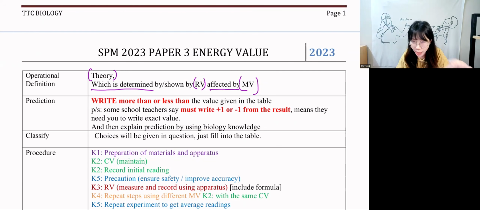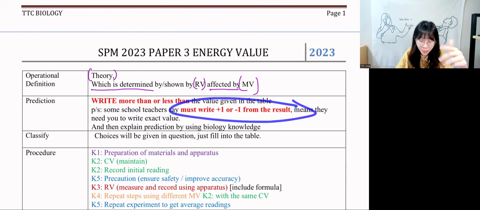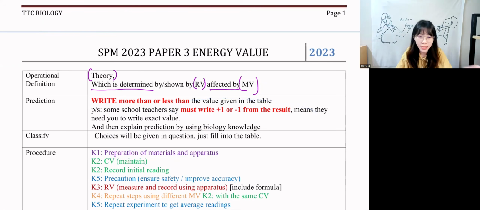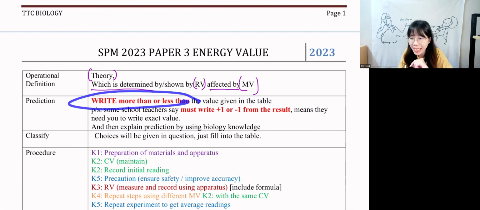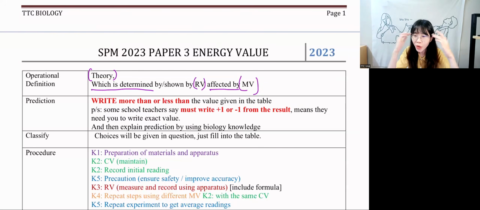I will not suggest you write +1 or -1, because the +1 and -1 is only for some teachers, the old syllabus teachers, who want +1, -1 because it's a prediction. We don't write +1 or -1. We write more than or less than the value given in the table. We don't write a specific value because we don't have one. Your value is based on the previous food.